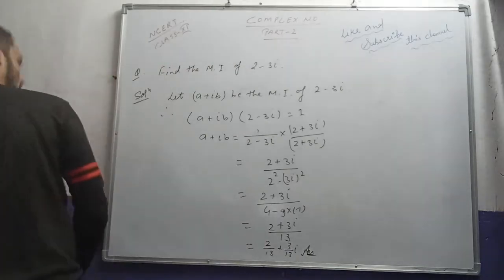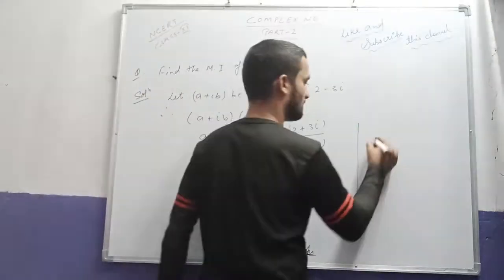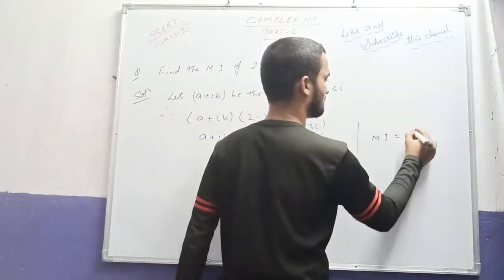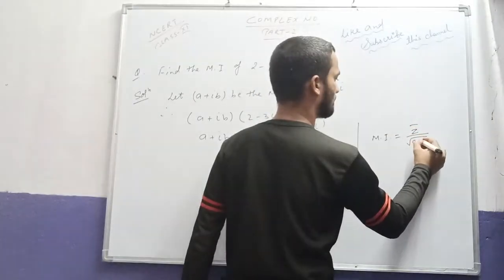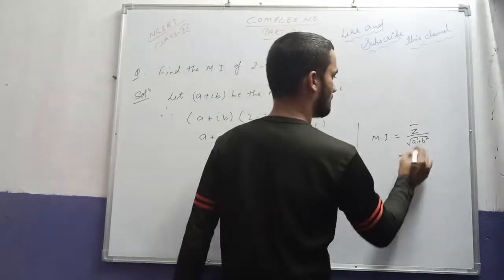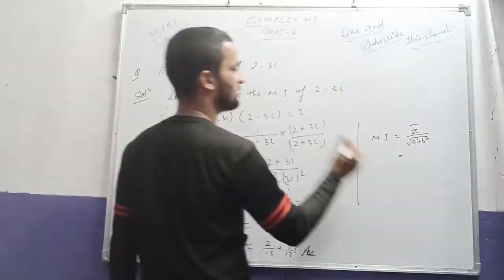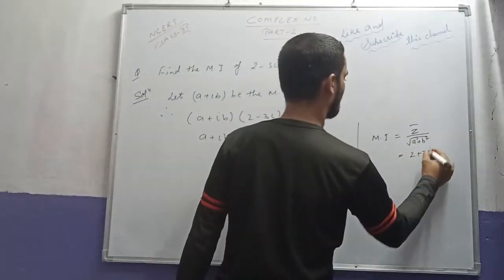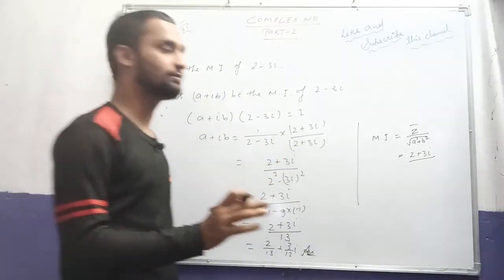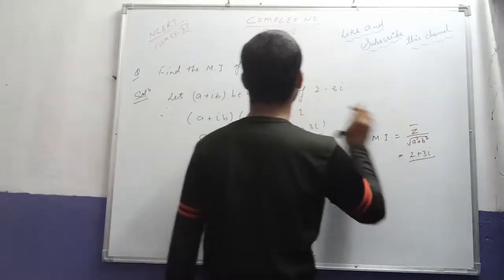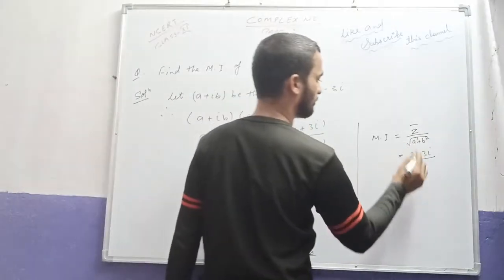And now, the formula for the multiplicative inverse. The formula is: conjugate over root of a square plus b square. Z bar, as you know, for 2 minus 3i, is 2 plus 3i. We have studied conjugate: only the sign of the imaginary part gets changed. So z bar will be 2 plus 3i, and root over a square.